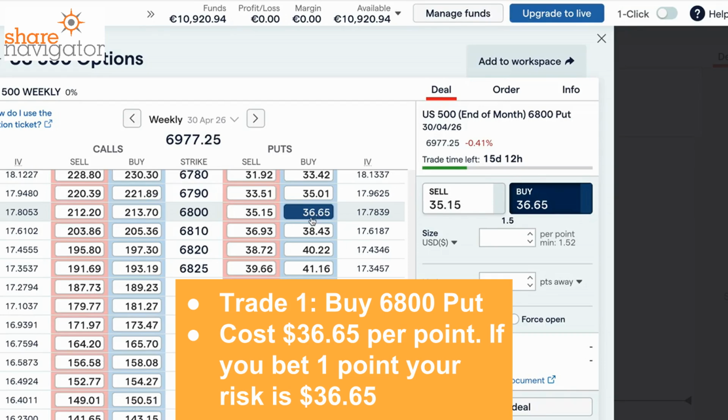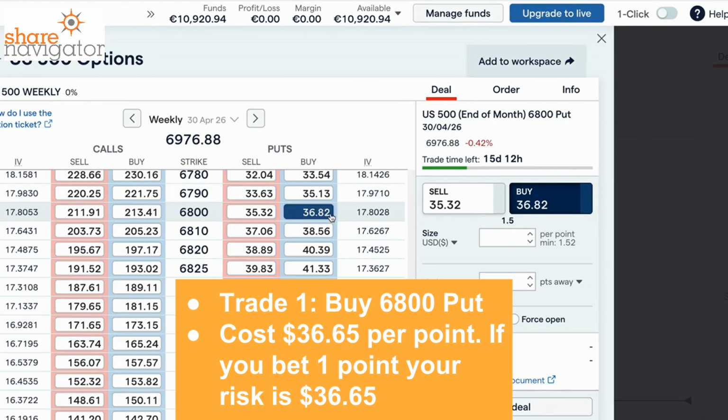You can see here the cost of doing that is 36.65 per point. So if we were to put on a bet size of 1, for example, this trade will cost us 36.62. You can see it changing all the time. That's all we can lose on that trade, okay? And if, for example, the S&P 500 fell 800 points, we would make $800. It's unlikely to do that between now and April the 30th, but we're just giving you an example.